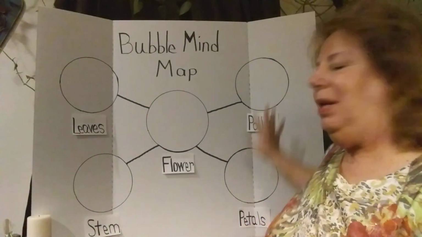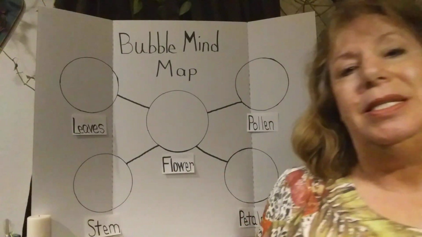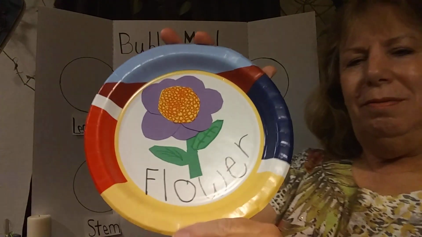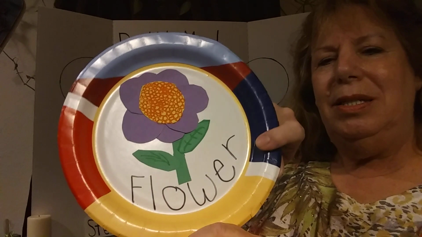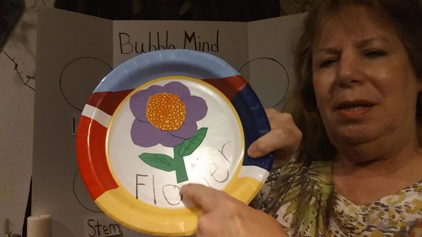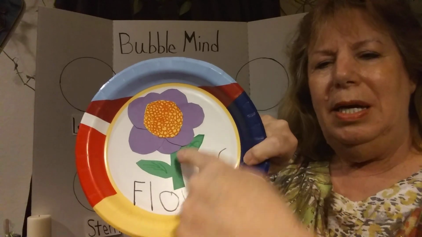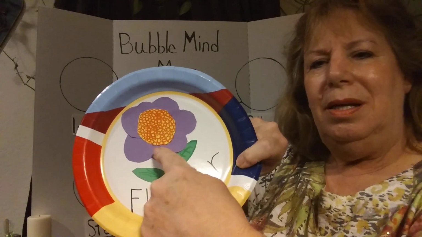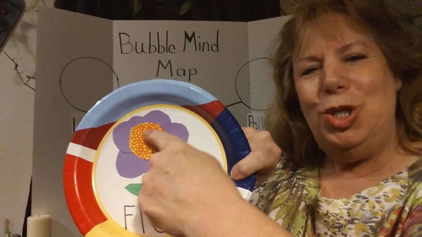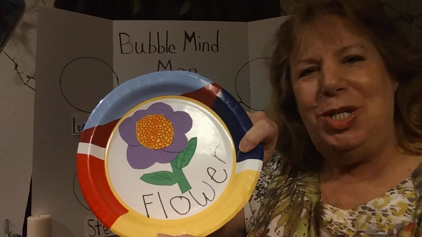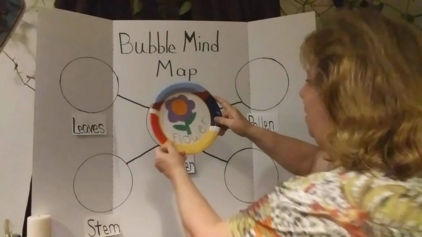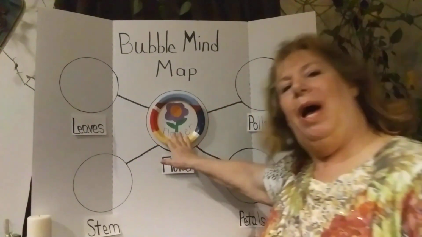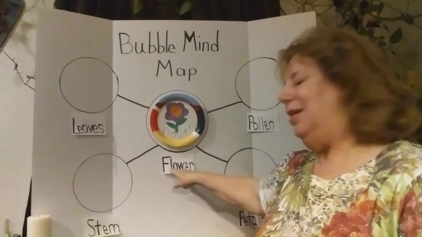So we've been learning about plants. And one thing we're going to look at today is the flower. So look right here. This is our flower. And these are its leaves. Here's its stem coming up out of the ground. Here's its leaves. Here's its petals. And right here in the middle is the pollen, just like the flower we looked at on our nature walk. So let's put that right there in the middle. Okay? Flower. This word matches this word.